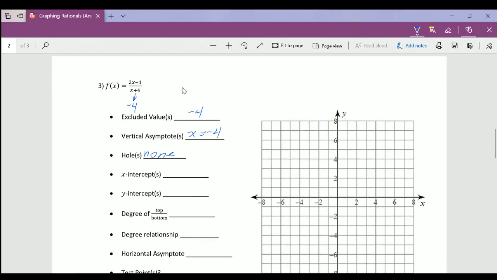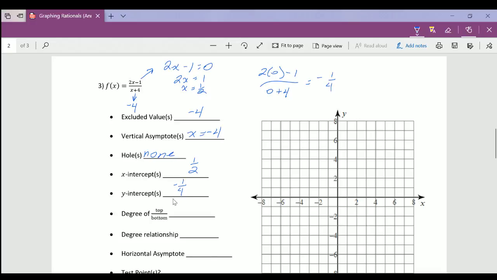X-intercept, remember that's what you get, or that's what would cause the top to be 0. All right, that's 2x minus 1 equals 0. Add 1, and that gives you this. Divide by 2, and that gives you this. So the x-intercept is 1/2. The y-intercept, again, that's going to be what happens when you plug in 0. So we have this over this, which gives us -1/4.